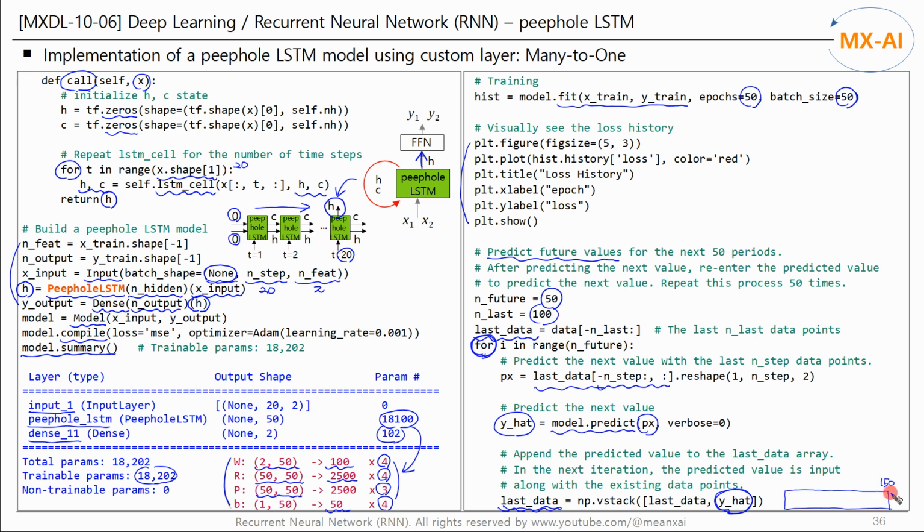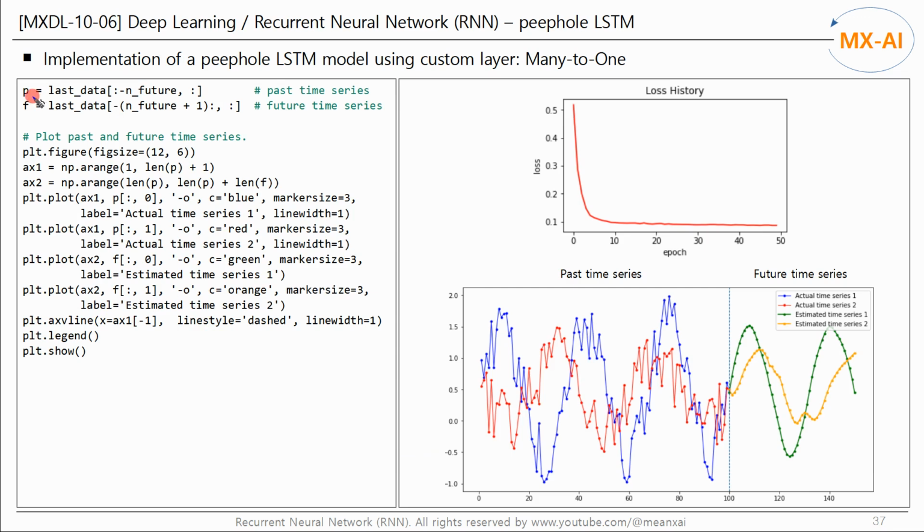The length of the last data array will be 150. The first 100 are past time series, and the last 50 are predicted future time series. P is the past time series, and F is the future time series. Now let's plot the past and future time series. Plot the past two time series in blue and red. And plot the two predicted future time series in green and orange.